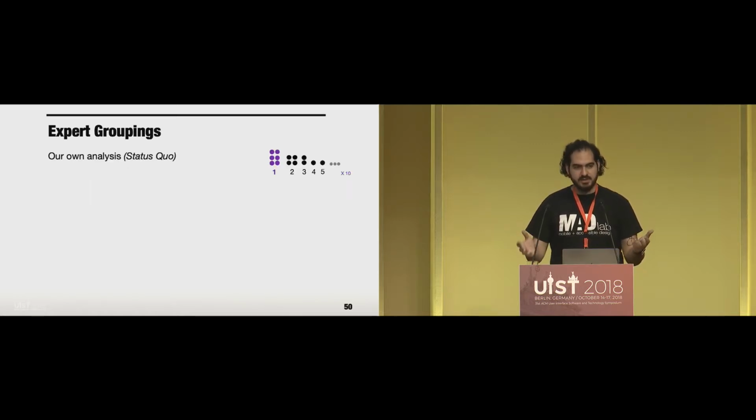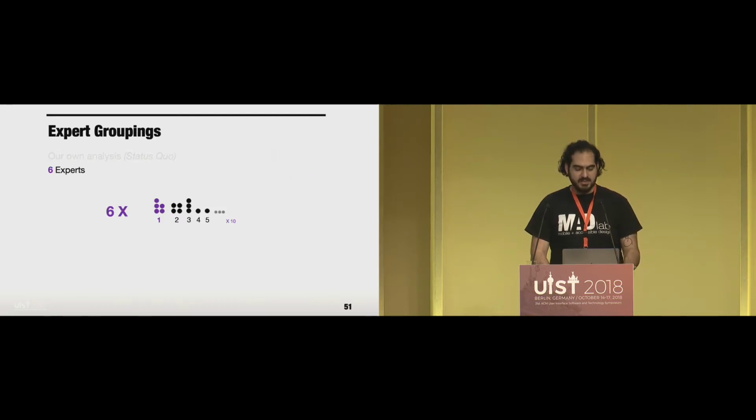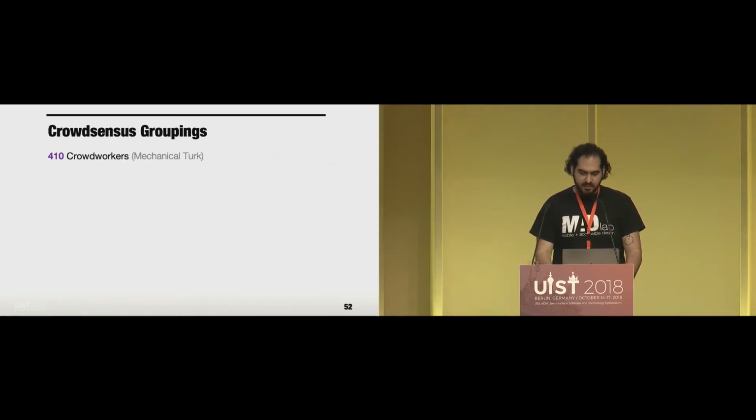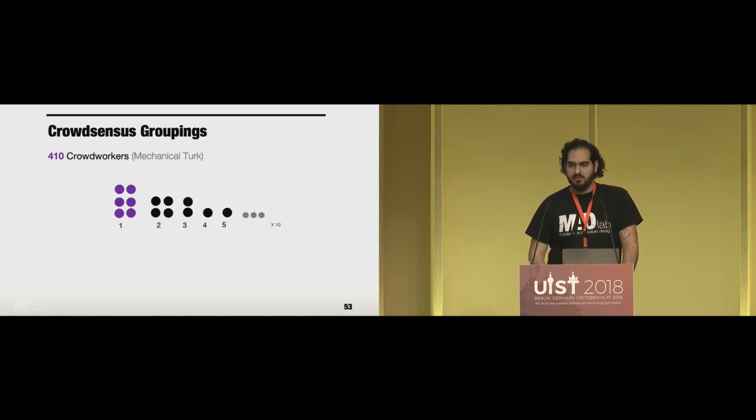Just as one does in an elicitation study, we did our own analysis and made groupings of similar symbols for each one of our 10 referents. And in addition to that, we recruited 6 experts, and they gave us each independently their groupings of each one of those 10 referents. Then we used Crowdsensus to get similarity votes on these symbols from 410 crowd workers, and used the clustering algorithms to get groupings of similar symbols for each one of the 10 referents that we had.